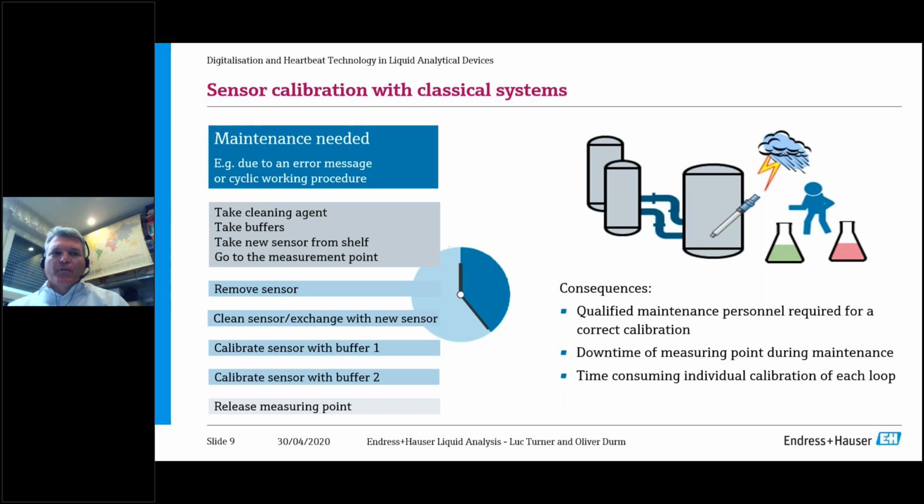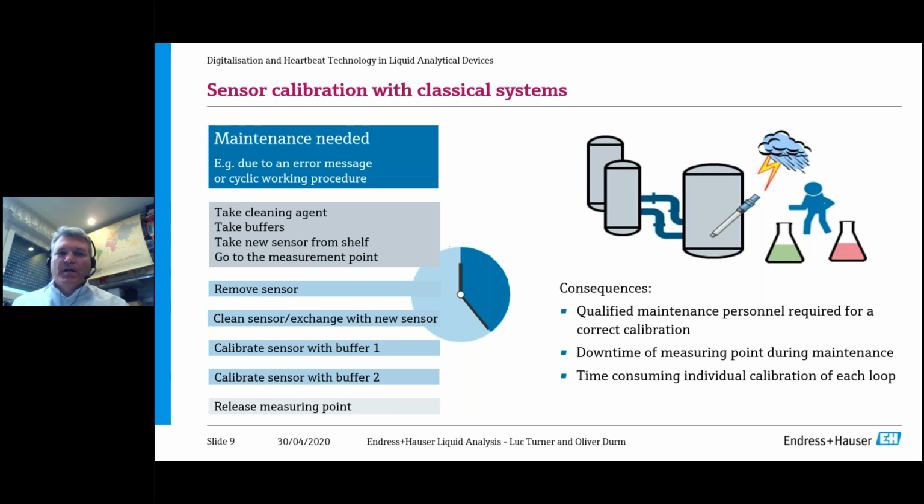So what does it mean for a sensor calibration with such a classical system? When maintenance is needed, because there is maybe an error or you have a cyclic working procedure, an SOP, you take the cleaning buffer, the cleaning agent, maybe a new sensor from the shelf, and go to the measuring point. You remove the sensor, clean it or maybe exchange it, and then you do the calibration with the buffer solutions, and after that you release the measuring point.